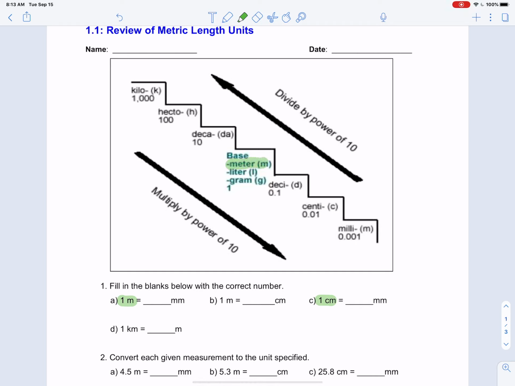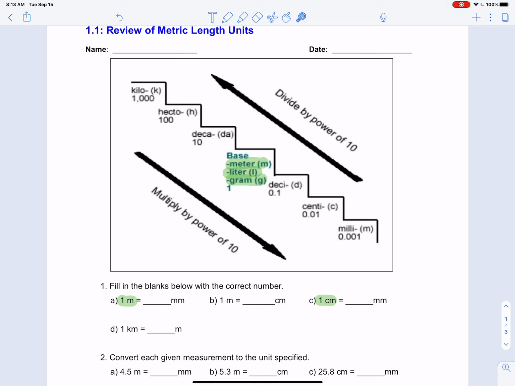You've got meters, liters, grams, and our goal today is to take a look at how you convert from, let's say we're in a base unit measurement of meters, how do you go from meters to decimeters, centimeters, millimeters, or from meters to decameters, hectometers, kilometers, right? So there are different ways of representing the same unit of measurement.